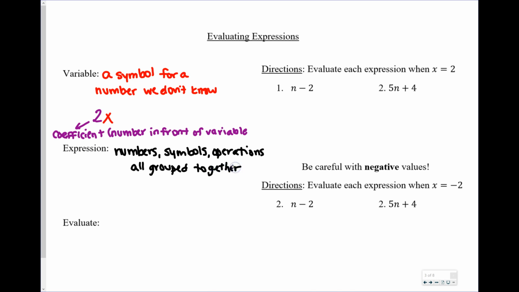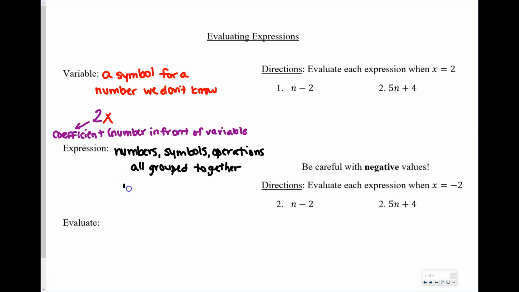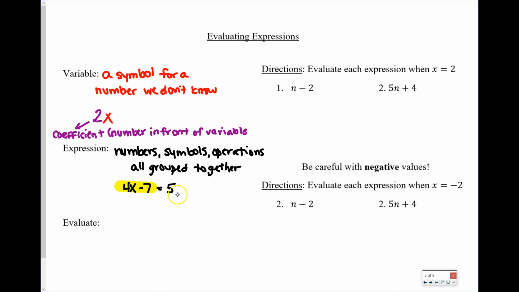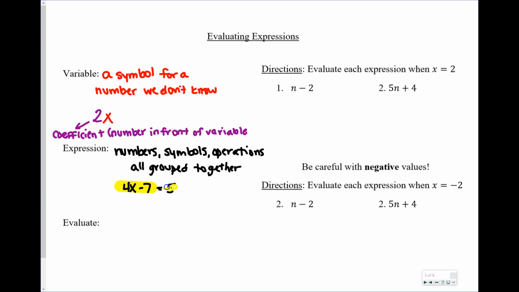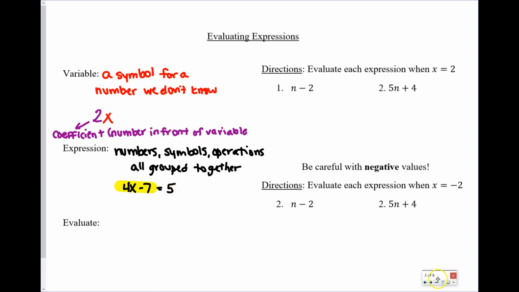Okay, so if I give you something like this, 4x minus 7 equals 5, then this right here, what I've put in yellow, that is your expression. Okay, it's not the 5. Well, 5 is also an expression. Technically, I don't want to get that complicated, but technically, 5 is also an expression.